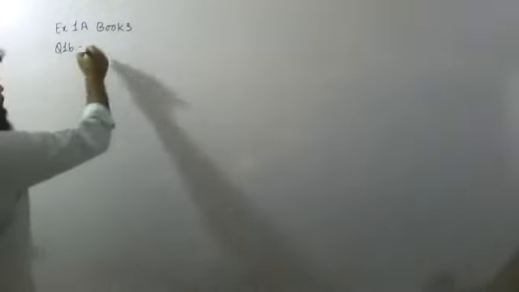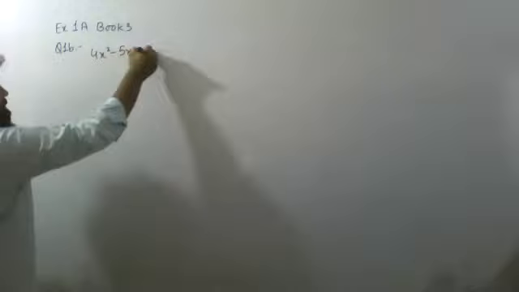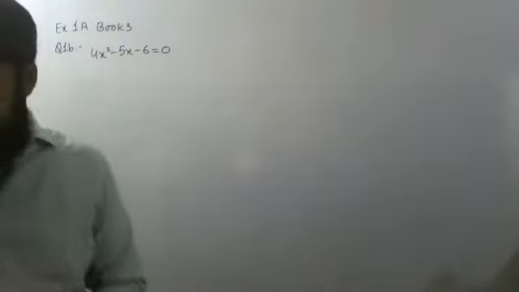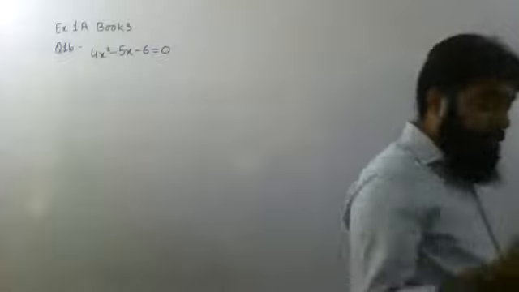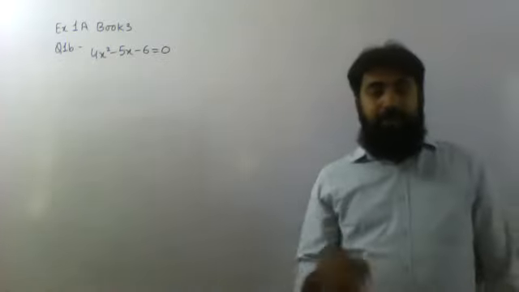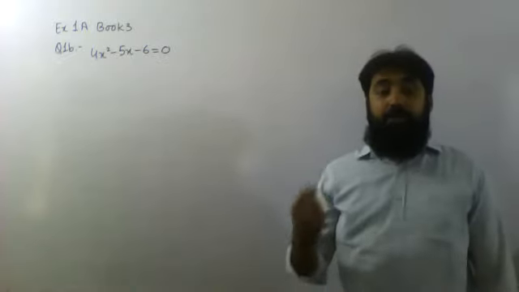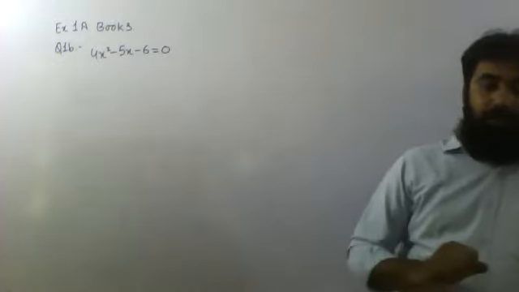You have to solve each of the equations. So 4x square minus 5x minus 6 equals to 0. That's your question. And what do you have to do? You have to solve it to get the value of x. Whenever they say solve the equation, it means that you have to get the value of that variable which is given in this question.